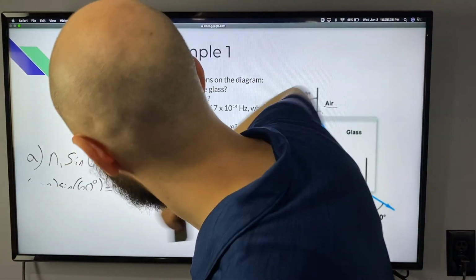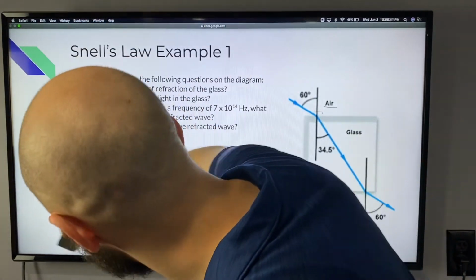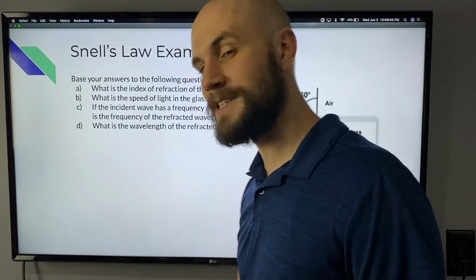Okay. Definitely destroyed my TV over this quarantine. That's right. Physics is more important than TVs.